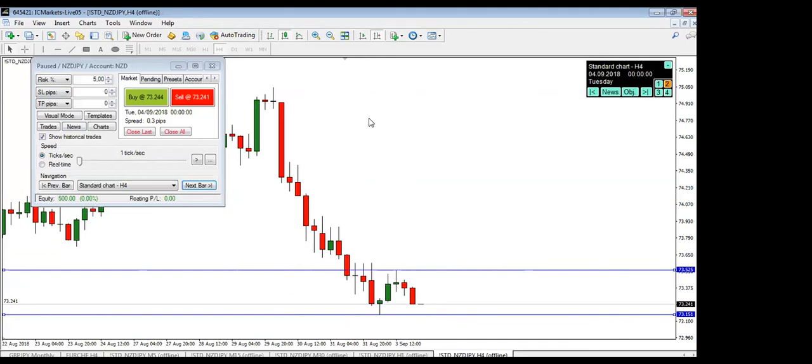Okay, so we missed one element to this. We can look for price to bounce off at this level. Oh, it's gone down. Oh, this is doing my head in.